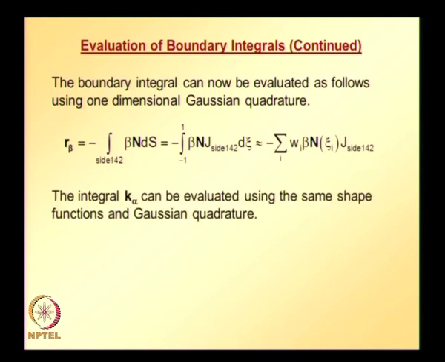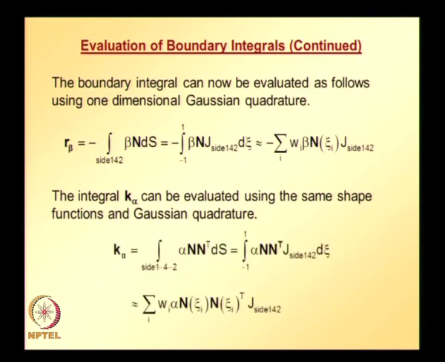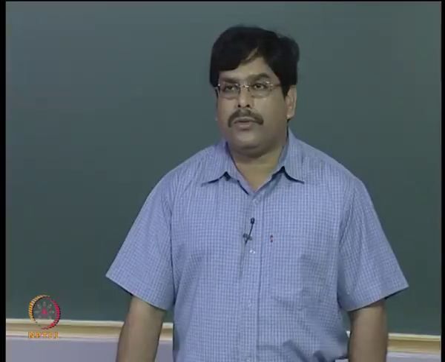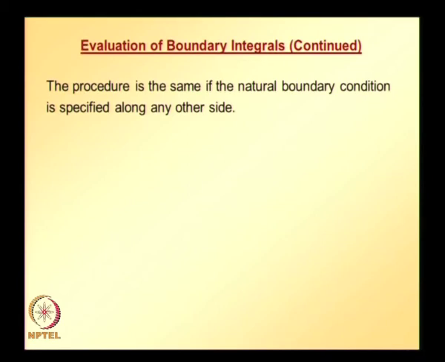This kind of procedure can be repeated even for other integrals. So, the integral K alpha can be evaluated using the same shape functions and Gaussian quadrature. Only thing is it looks like this, and here we discussed only along side 1 4 2. If it is some other side, everything is the same except that different shape functions are going to be 0 along different sides. The procedure is the same if a natural boundary condition is specified along any other side.